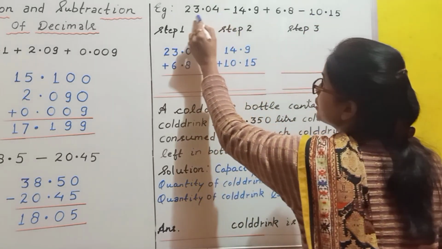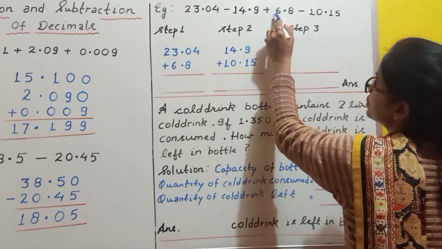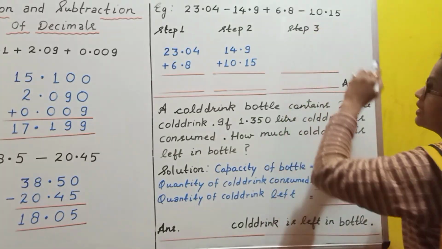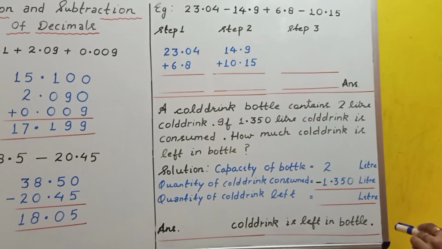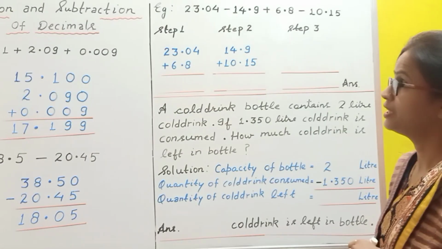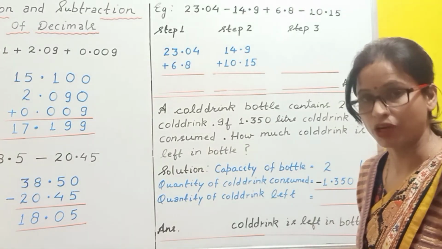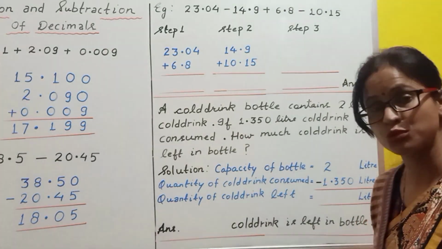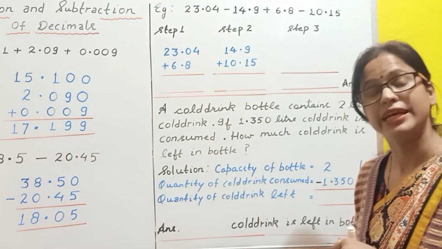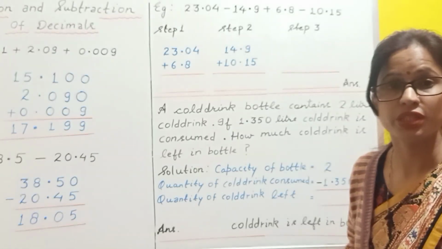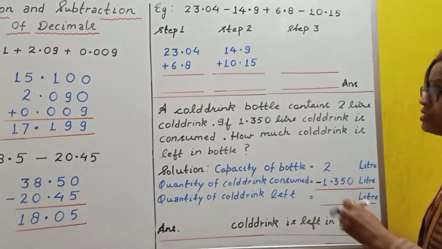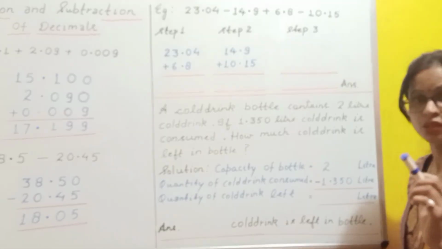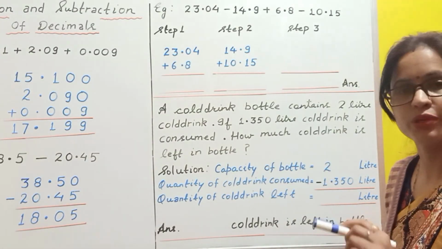So this one is positive. This one is positive and these two are negative decimals. Now we have to solve in 3 steps. Step 1, we will add the positive decimals. Step 2, we will add the negative decimals. And step 3, we will subtract the sum of negative decimals from the sum of positive decimals.